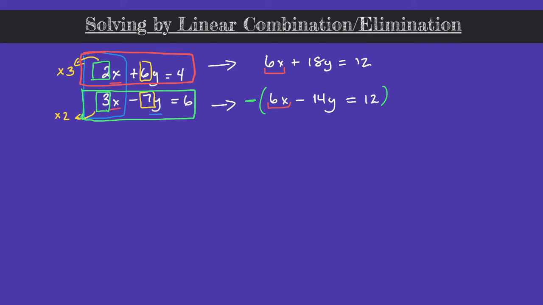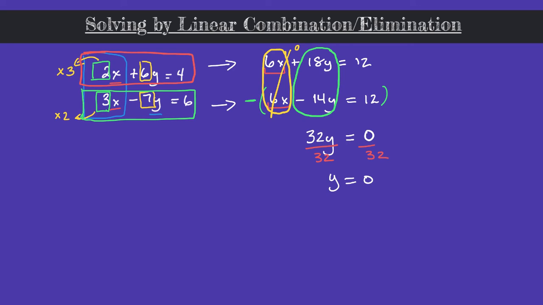Now remember, I have to combine the like terms one at a time. So 6x minus 6x is 0. Positive 18y minus a negative 14y is the same as saying 18y plus 14y, and that's going to be 32y, and that is equal to 12 minus 12, which is 0. Now we're going to divide both sides by the 32, and we'll end up with y is equal to 0.